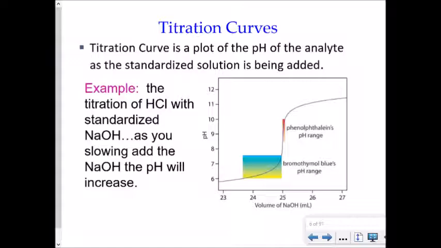Slowly adding the sodium hydroxide, you see over here, you do have the slight increase in the pH, and then you eventually reach this inflection point. The inflection point where it dramatically increases. You see that up and down, giving you that S-shaped curve. Okay? That, of course, is going to end up being where you're going to find your equivalence point.